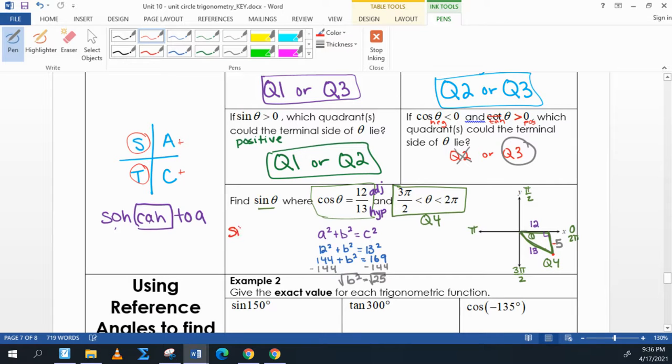So then we just fill in our lovely SOHCAHTOA. So the sine is equal to the opposite. Just make sure, we didn't label this, that here's theta, so this is my opposite, here's my adjacent, here's my hypotenuse. So the sine is equal to the opposite, or -5, over the hypotenuse, or 13. And that's how we find our sine right there.